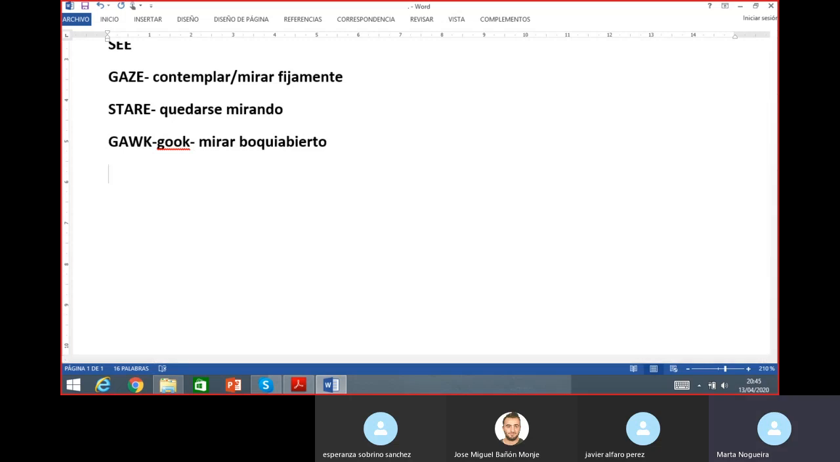Gawk. ¿Qué más? Tenemos glance. A ver, que lo quiero poner en capital letters. Glance. Glance is to have a quick look at something. When you are in a magazine, for example, looking at clothes, but you are not paying too much attention. So this is echar un vistazo. Okay, so she glanced at that beautiful watch. Se echó un vistazo a ese reloj, por ejemplo, en un escaparate, I don't know.